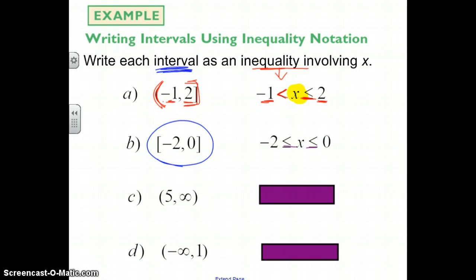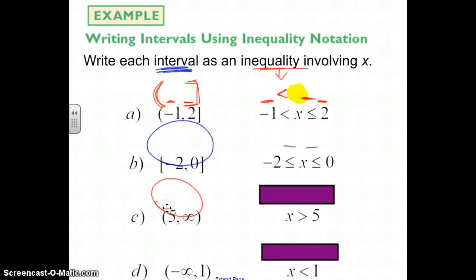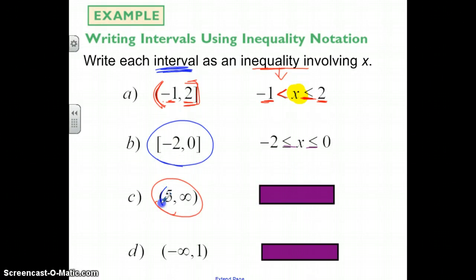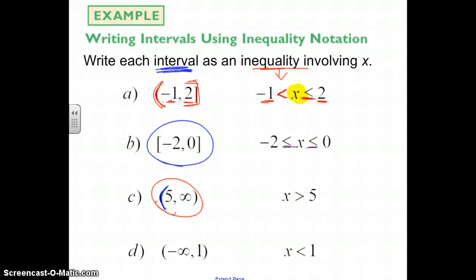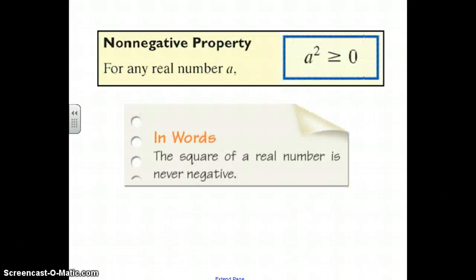For this one, I want all the values between 5 and infinity, but you don't really say between 5 and infinity. You just say all the values of x that are greater than. It can't be equal to 5 because of the parentheses. So because of this parenthesis, I just want all the values of x that are greater than 5. So there it is, all the values of x that are greater than 5. And the last one, can you think about what the answer would be? You guessed it, all the values of x that are less than 1.